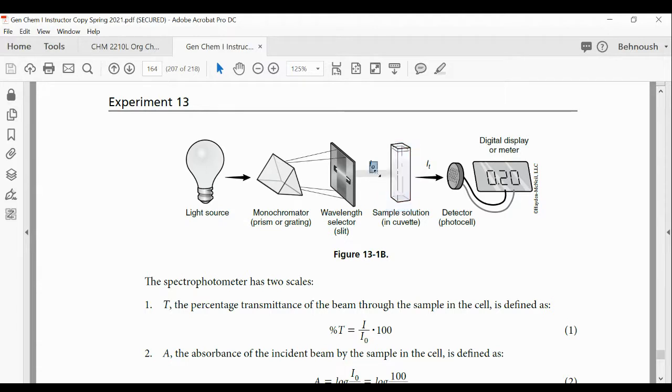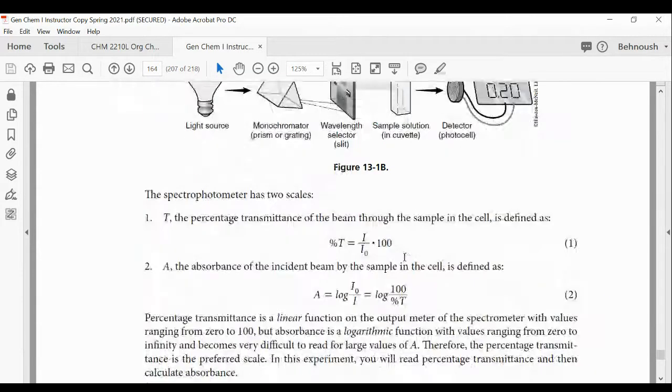I0 here is the total light that has been passed to the sample, and IT is the amount of the light that actually passes through. The difference is absorbed by the sample. The detector is going to detect how much light has passed through. So the idea is, the higher the concentration of the sample in the solution, the greater the absorption of the light.